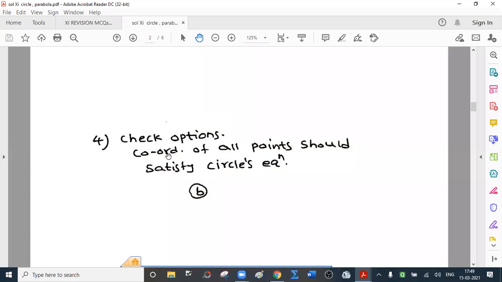So as I said, you have to check options. Coordinates of all points should satisfy circle's equation. Correct option is B.